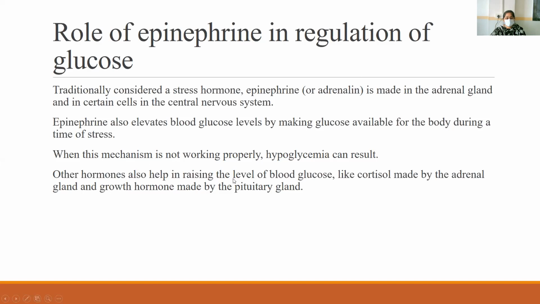Other hormones also help in raising the blood glucose level. Which are the other hormones? They are cortisol made by the adrenal gland and growth hormone made by the pituitary gland. So the other hormones are corticosteroid hormones or cortisol, and growth hormone. This is the reason why during the second wave of corona, steroid hormones were administered as drugs, because in severe complications, steroids work very fast to bring down disorders. But steroids have another effect: they have the opposite effect of insulin, promoting the formation of glucose in your blood, and it can cause hyperglycemia.